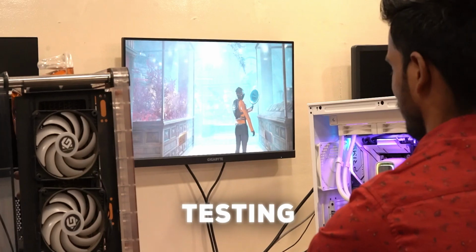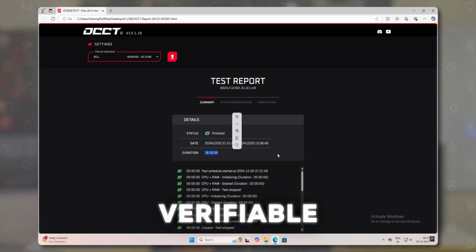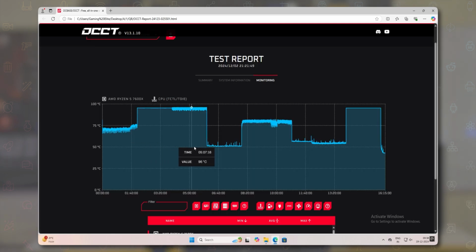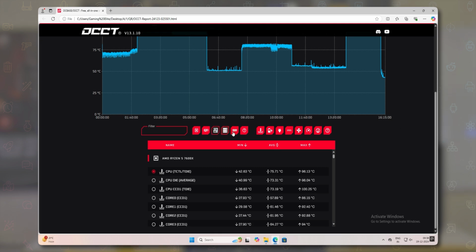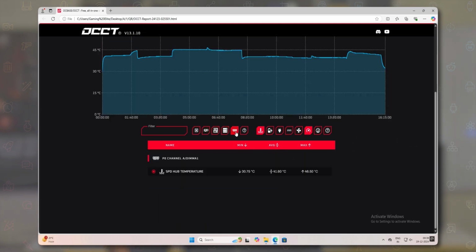You know, from day one, it's always been our focus on testing. Now, this year onwards, we're going to be changing our testing altogether. How, you may ask? First up, all the testing that we do is now verifiable. Now, verifiable ka matlab kya hai? You actually get graphs for individual components, voltages, temperatures, clock speeds at individual stages of the test.